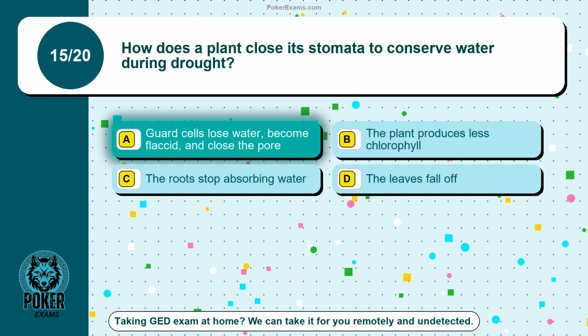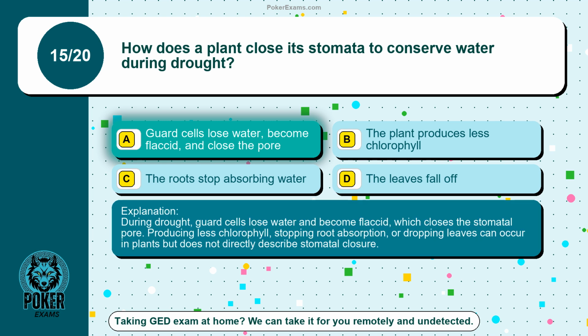Guard cells lose water, become flaccid, and close the pore. During drought, guard cells lose water and become flaccid, which closes the stomatal pore. Producing less chlorophyll, stopping root absorption, or dropping leaves can occur in plants but does not directly describe stomatal closure.